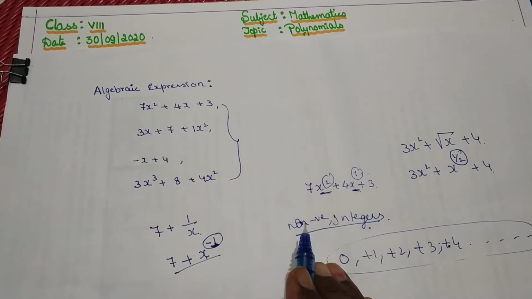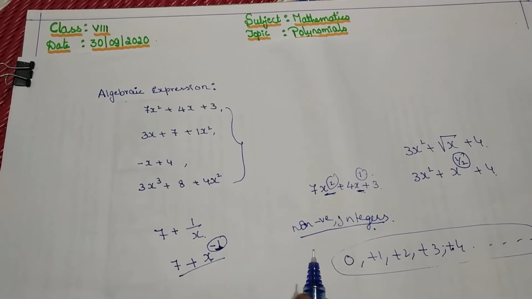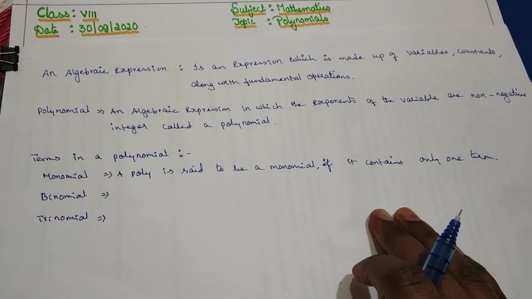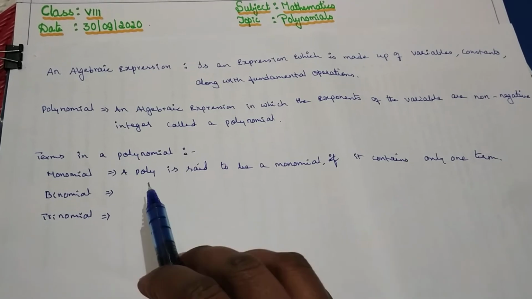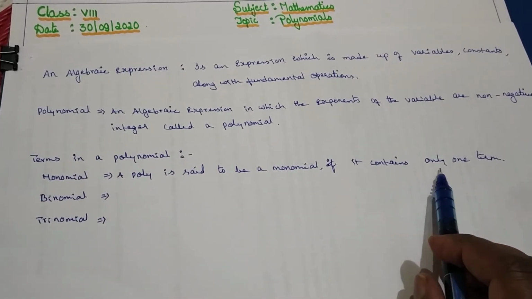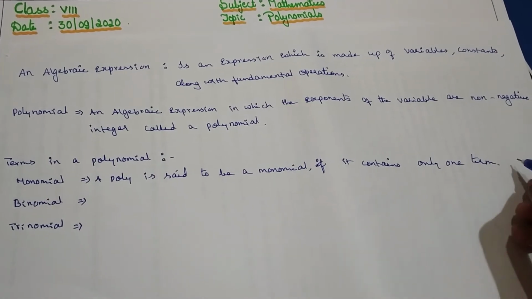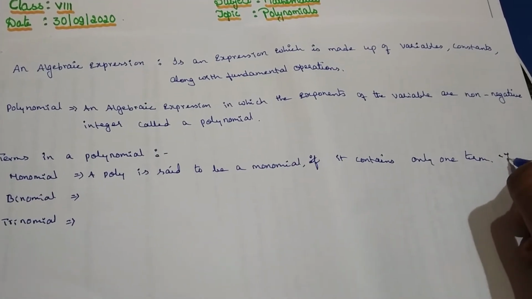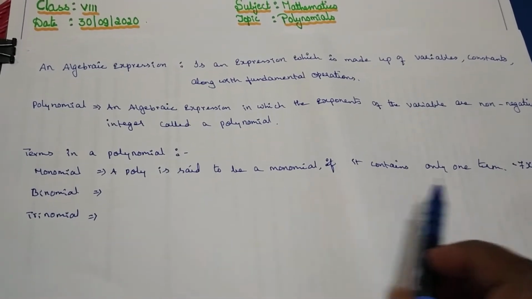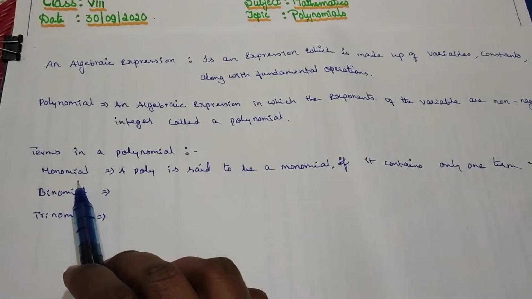In the same way here also, a polynomial is said to be a monomial if it contains only one term. So here I can write minus 7x square. Only one term. Therefore, that expression is said to be a monomial.